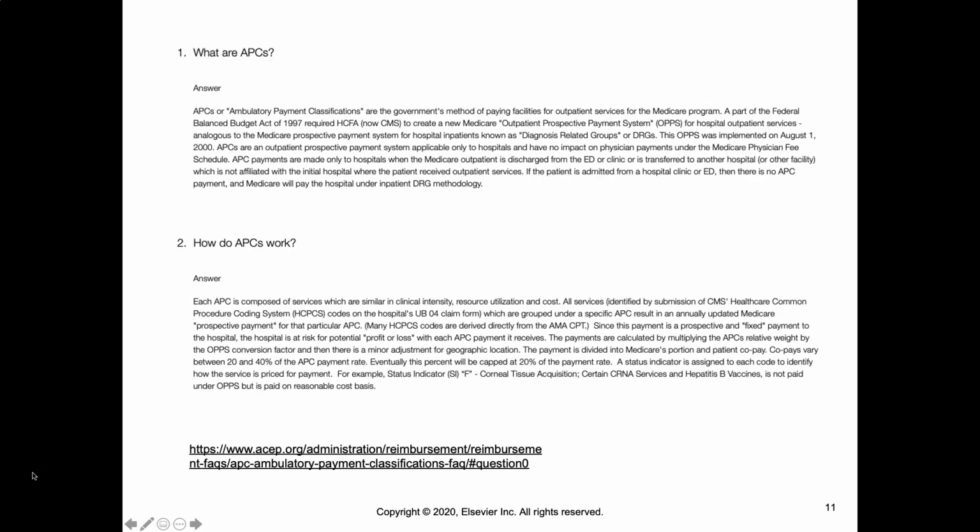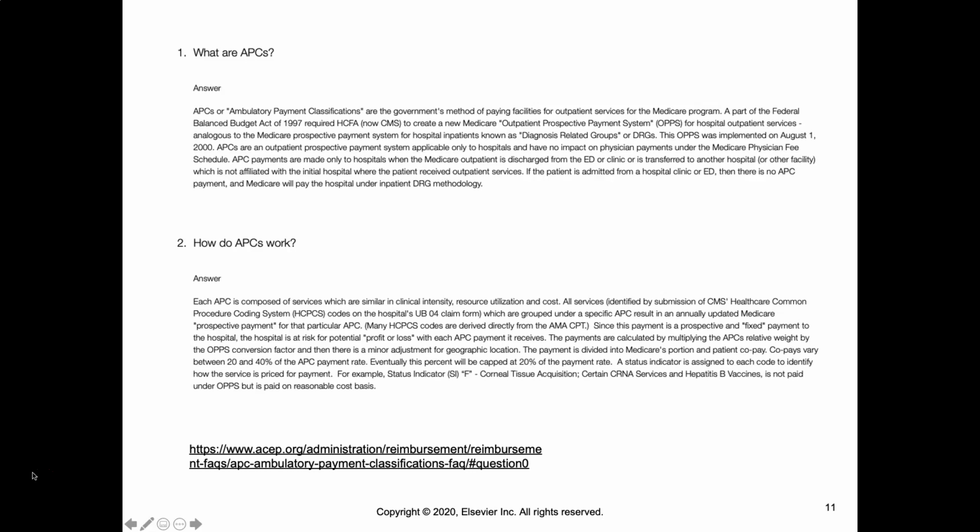APC payments are made to hospitals when the Medicare outpatient is discharged from the ED or clinic and is transferred to another hospital or other facility which is not affiliated with the initial hospital where the patient received outpatient services. So if a patient is admitted from a hospital, clinic, or ED and becomes an inpatient, then obviously there's no APC payment and the hospital is paid under the inpatient DRG methodology. But if the patient is just simply an outpatient, then it is paid under APCs.